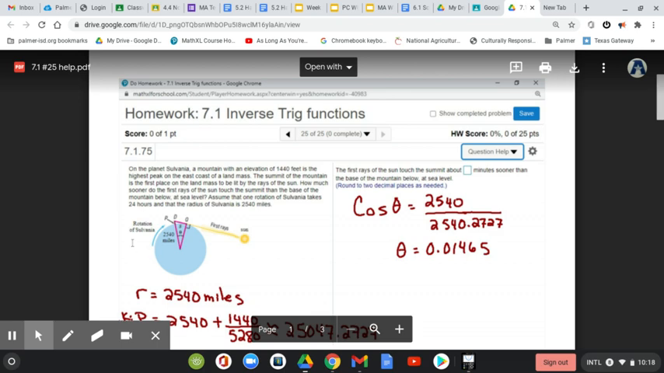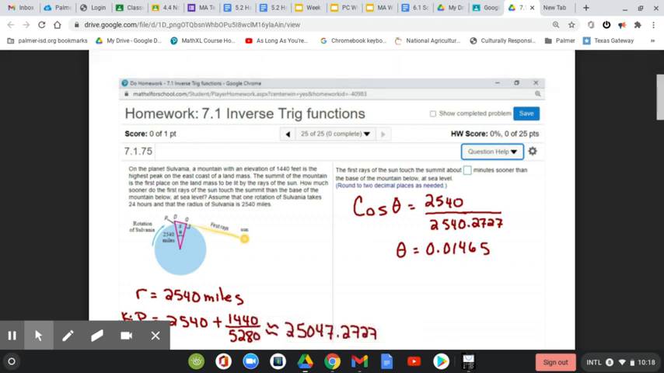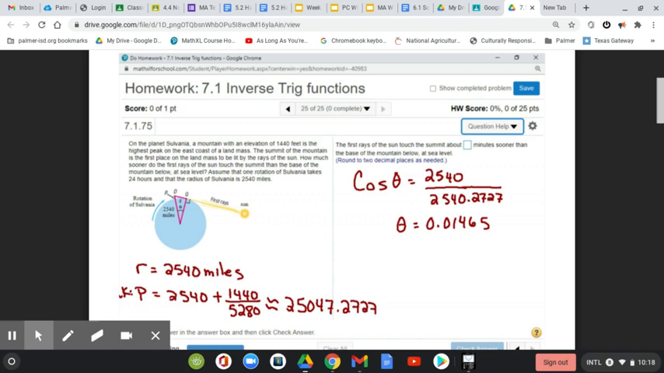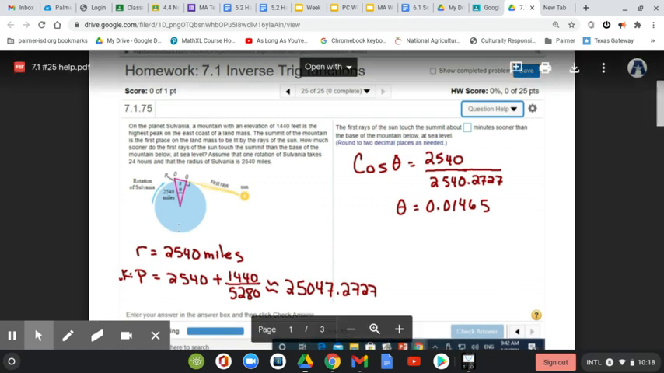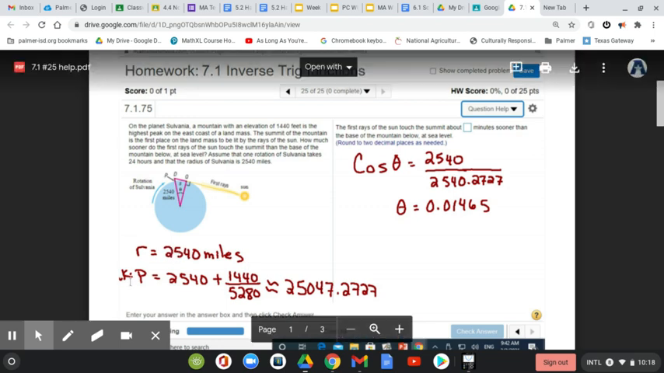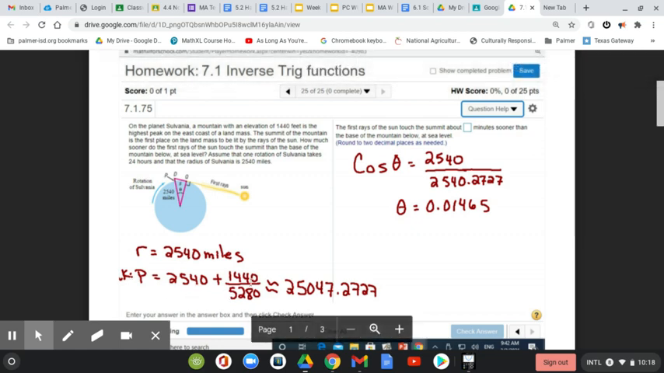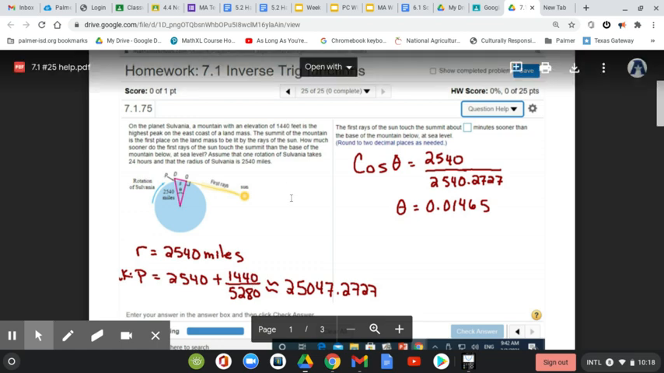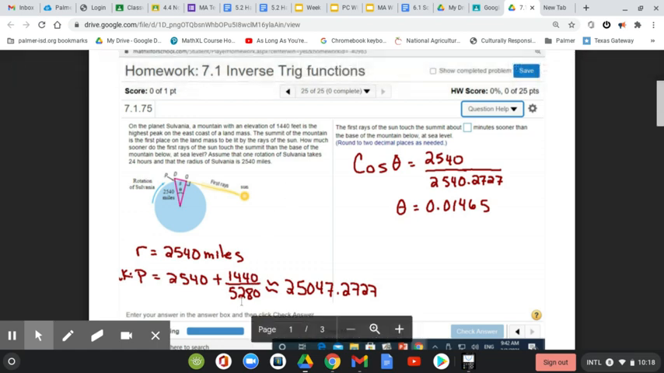So the planet's revolving and the sun is right here. And of course, there's more to it, but that's what we're going to look at for now. So, first of all, the radius of this circle, the planet, is going to be 2,540 miles. And then P represents the peak. So the peak is the radius plus the height of the mountain. And since it's in feet, we have to convert it to miles, which is there's 5,280 feet per mile. So that's where we get this number.